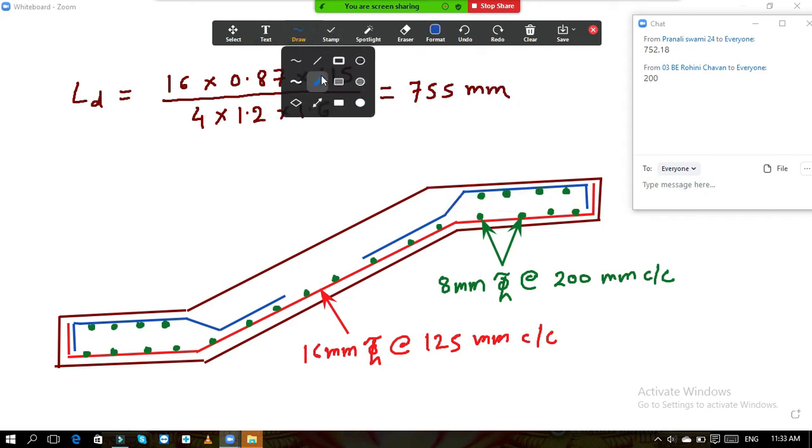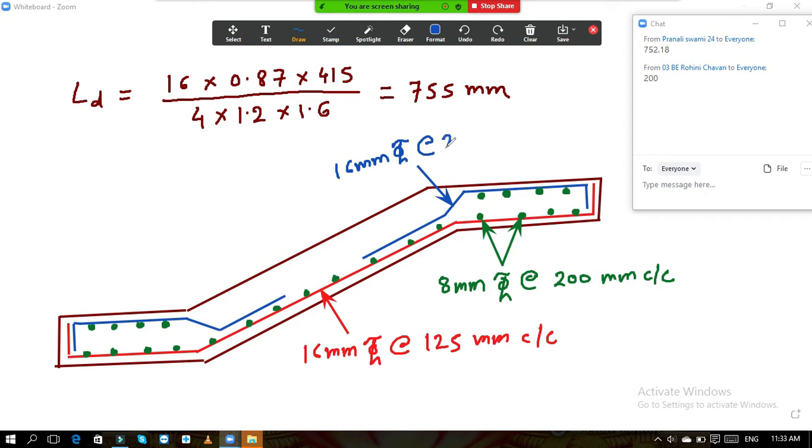And the anchored bars, whatever these bars are provided, these are double the spacing of the main reinforcement. So these are also 16 mm bars. Half of the reinforcement area must be there. So 125 into 2, it is 250 mm center to center. So this is the reinforcement detail for the staircase.